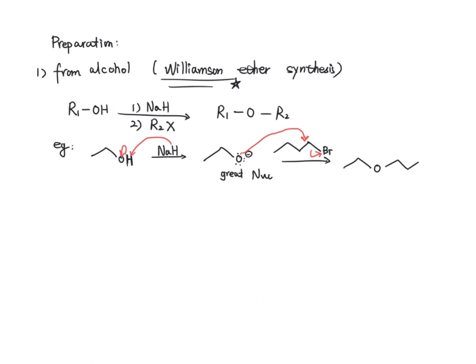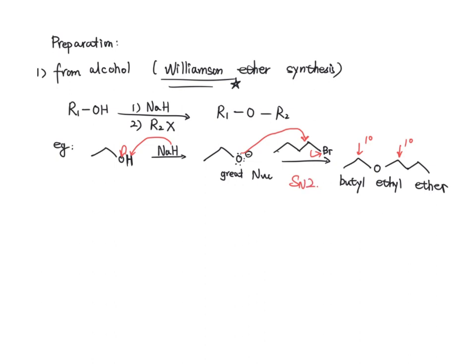1, 2, 3, 4. Always count your carbons. 1, 2, 3, 4. This is our butyl, right? Butyl. Following alphabetical order, butyl, and you have ethyl and ether. Ethyl ether. So butyl ethyl ether. That is the product. So you notice that here is a primary carbon, and also here is a primary carbon. So this follows an SN2 reaction mechanism.